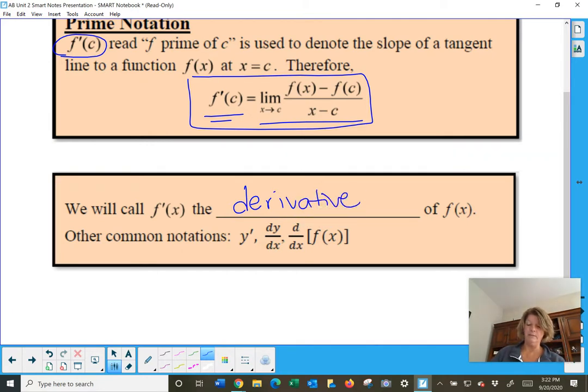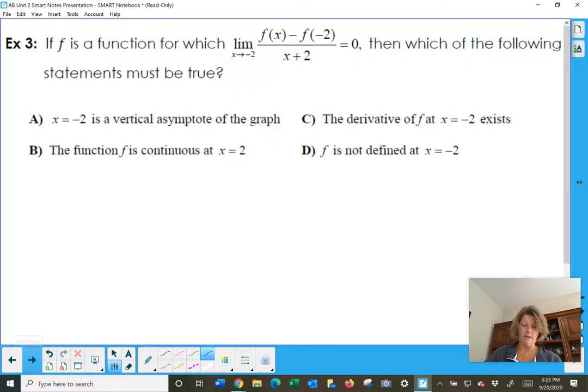of f of x. Other common notations that are used are y prime instead of f prime of x, dy/dx, or the derivative of some function with dx underneath. That dx underneath informs me about the variable that we're taking the derivative with respect to. That will definitely mean more as we go deeper into the calculus course.